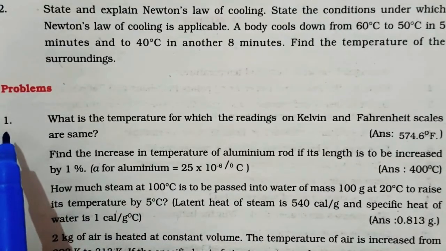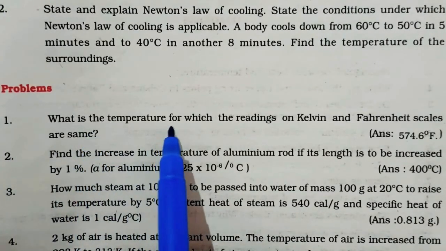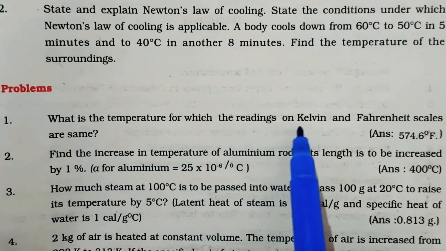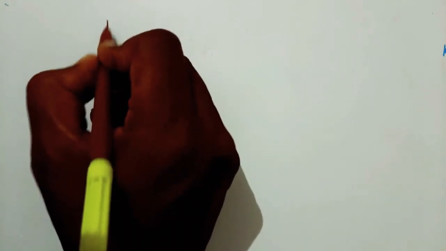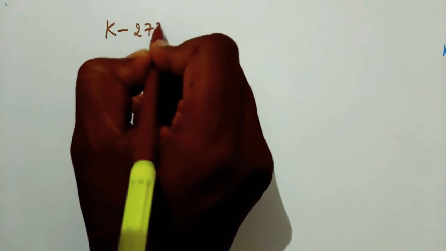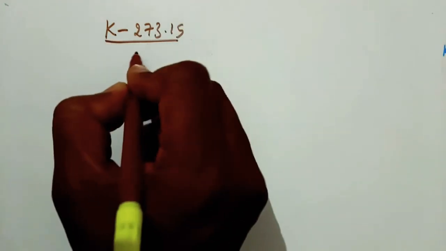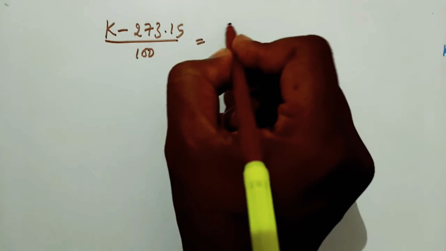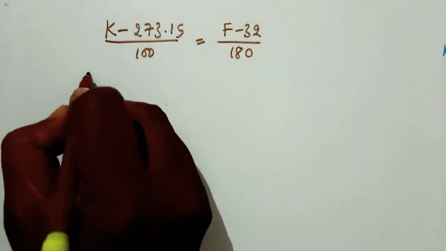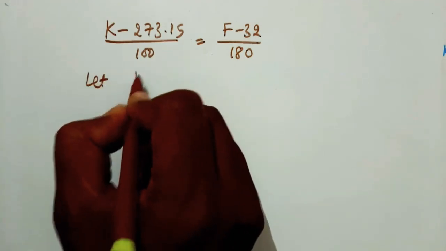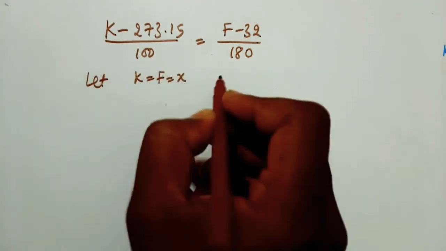See the first problem. What is the temperature for which the readings on Kelvin and Fahrenheit scales are same? We know the relation between Kelvin temperature and Fahrenheit temperature, that is K minus 273.15 by 100 is equal to F minus 32 by 180. Let us take K equal to F equal to X.